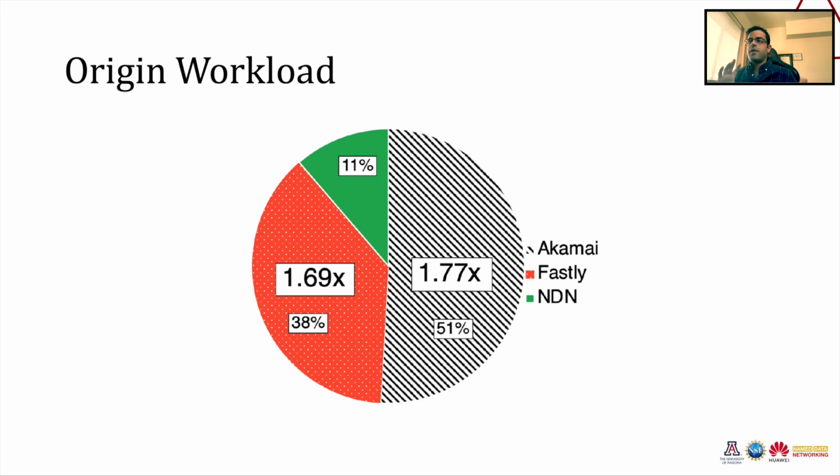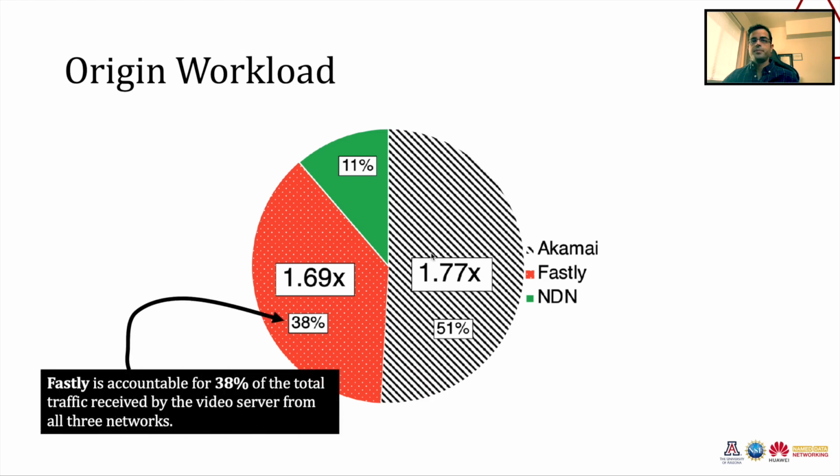Now let's compare these networks in terms of the workload they incur to the video server. When we compare the traffic received by the video server from each network during the 2-week experiment, we will end up with this figure. This pie chart shows the total amount of traffic received by the video server from all networks, and each slice in this pie chart shows the contribution of each network to the total amount of traffic. For example, we can see that Fastly is accountable for 38% of the total traffic received by the video server from all the 3 networks.